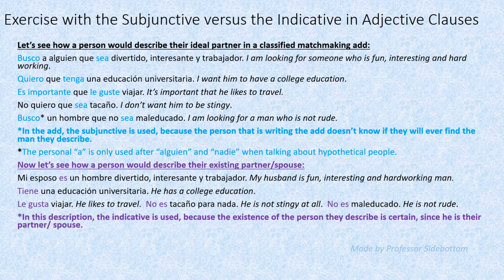In the ad, the subjunctive is used because the person that is writing the ad doesn't know if they will ever find the man they describe. Now let's see how a person would describe their existing partner or spouse. Mi esposo es un hombre divertido, interesante y trabajador. Tiene una educación universitaria. Le gusta viajar. No es tacaño para nada. No es maleducado. In this description, the indicative is used because the existence of the person they describe is certain, since he is their partner or spouse.